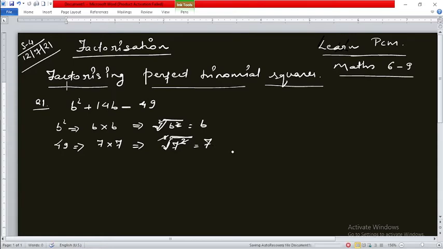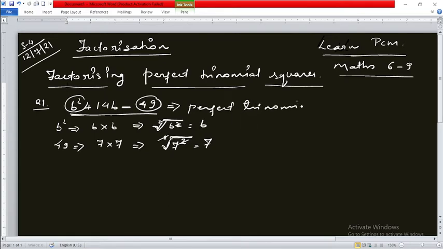So here you can see that two of the terms of this whole expression are perfect squares. You have this term as a perfect square, and this term as a perfect square, right? So both the terms are perfect squares. It means this whole expression is what? This whole expression is a perfect trinomial square. So there is no doubt that this expression is a perfect trinomial square. Okay.